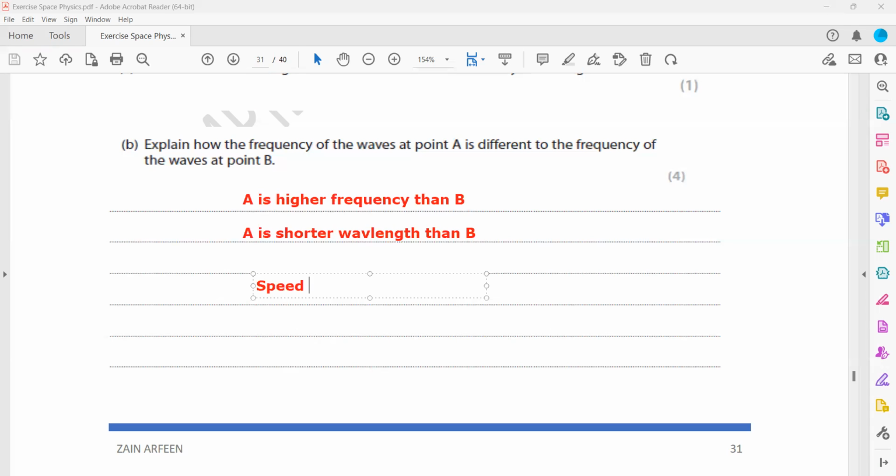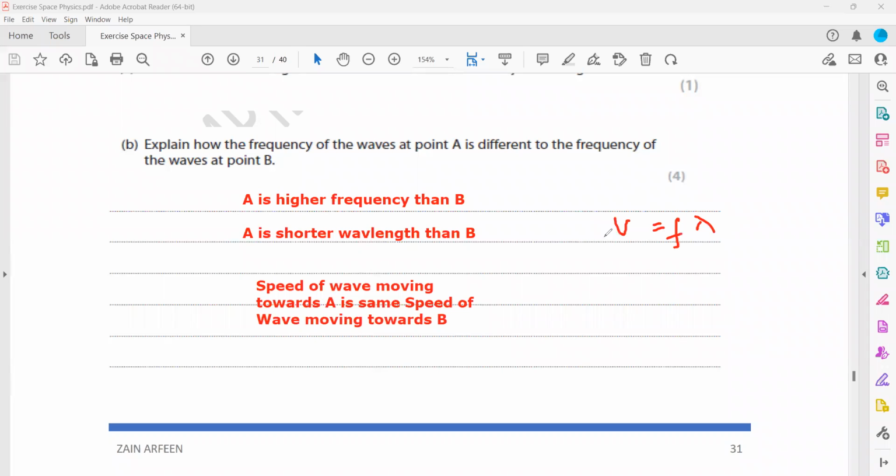So the speed of a wave moving towards A is the same as the speed of a wave moving towards B. Both will have the same speed because we have the formula v equals f lambda. For A, the frequency increases but the wavelength decreases. For B, the frequency decreases but the wavelength increases. The product of these two will be constant, so the speed will be constant.